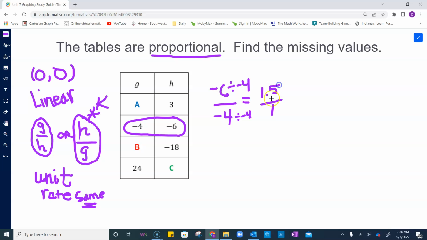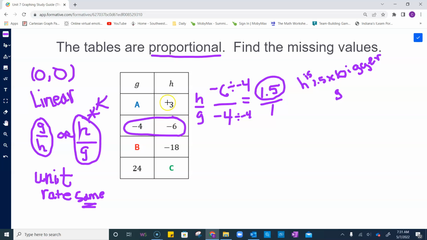My negatives go away. So that tells me that my Y value, or in this case G is 1.5 times bigger than X, or in this case, sorry, I said that backwards. H, I'm doing H over G. Got to keep those letters straight, might be helpful to do this. I'm comparing H to G here. H is 1.5 times bigger than G. So this number is always going to be 1.5 times larger.